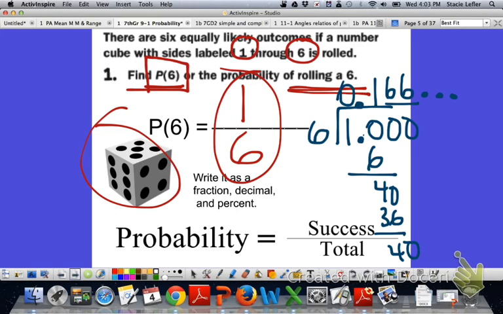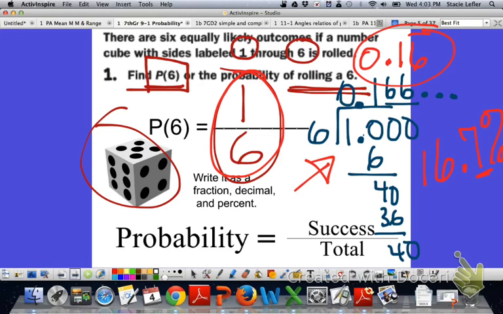We can represent that probability as a fraction, 1/6. We divide the numerator and denominator to get a decimal, 0.166 repeating, written with bar notation. Or we can change it to a percent, and we move the decimal 2 places to the right, and then round it. So it'd be 16.7 percent, because I rounded the tenths place. So we're going to write it as a fraction, a decimal, and a percent.